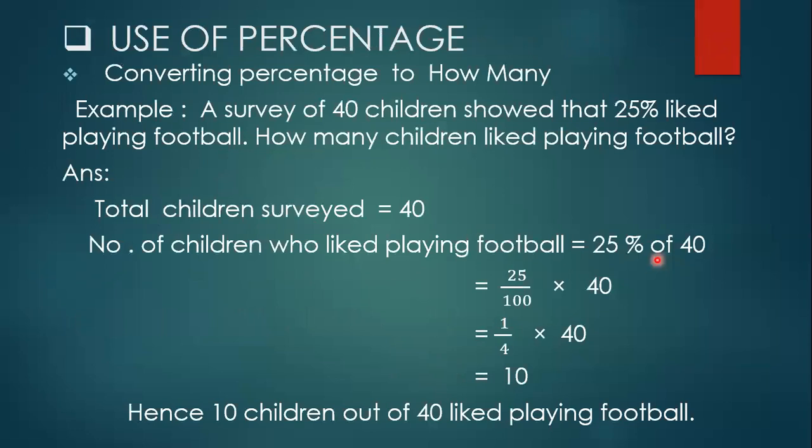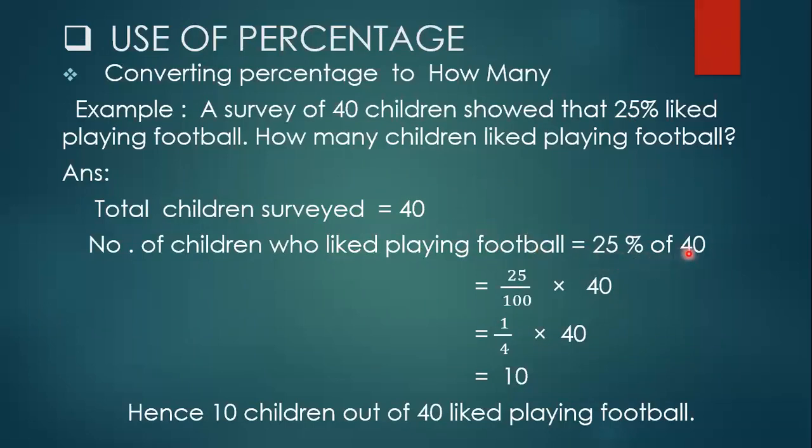Now, use of percentage in finding out how many. An example is taken. A survey of 40 children showed that 25% liked playing football. Now, how many children liked playing football? So, in the survey, 25% of the children liked playing football. We have to find out how many children liked playing football. Total how many students are taken for surveying? 40. So, total children surveyed is 40. The number of children who liked playing is 25% of the total students.